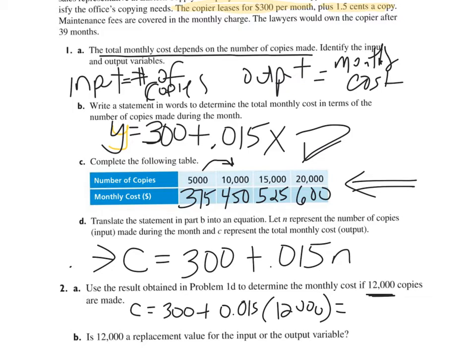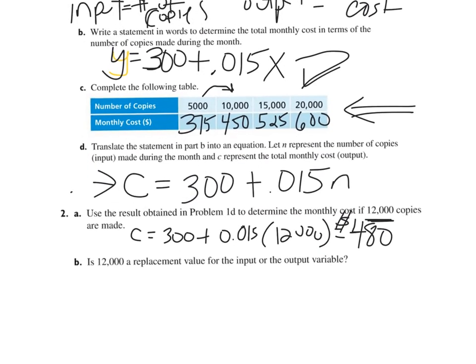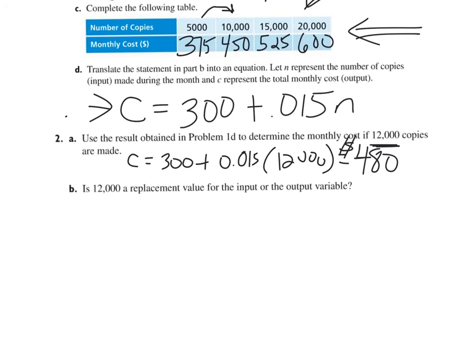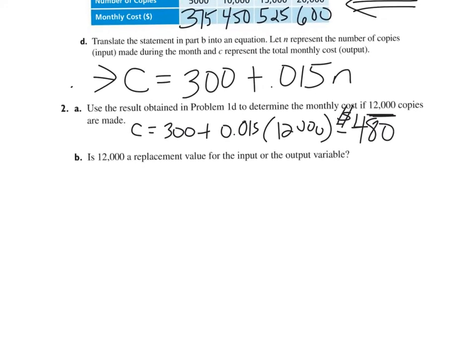The answer would be $480. My number has a unit of measure next to it, so whoever's looking at this would know that I know that I'm looking for something that is the cost measured in dollars. Is $12,000 a replacement value for the input or output variable? We inputted 12,000, so this would be a replacement for the input variable.